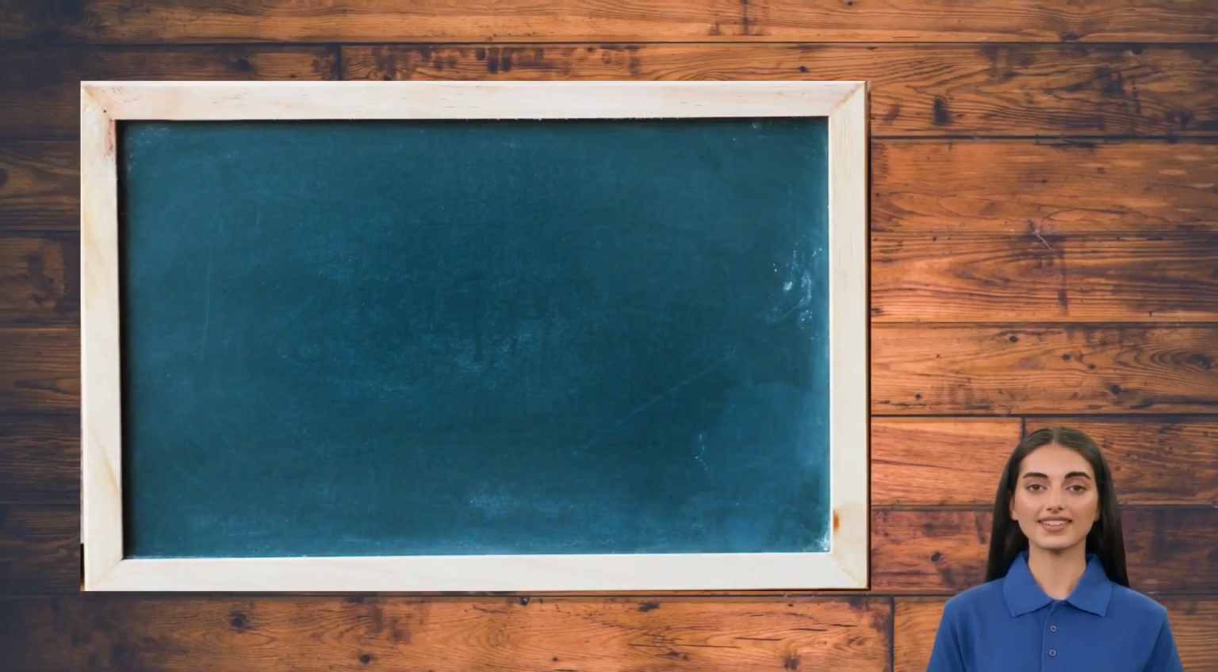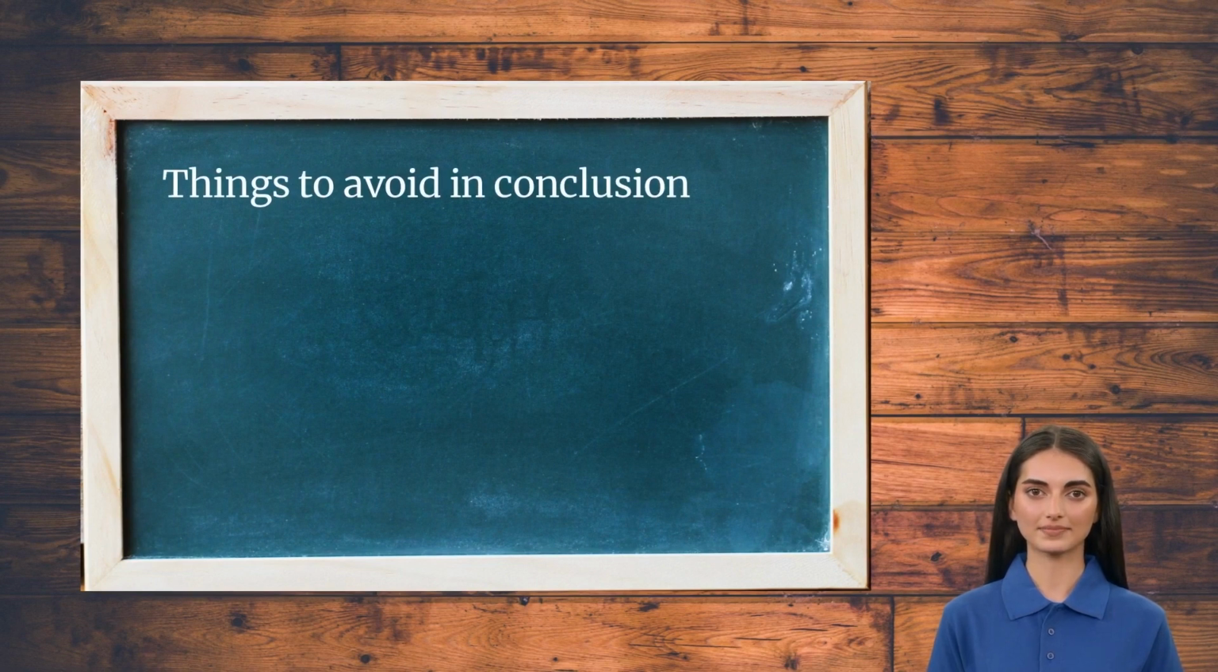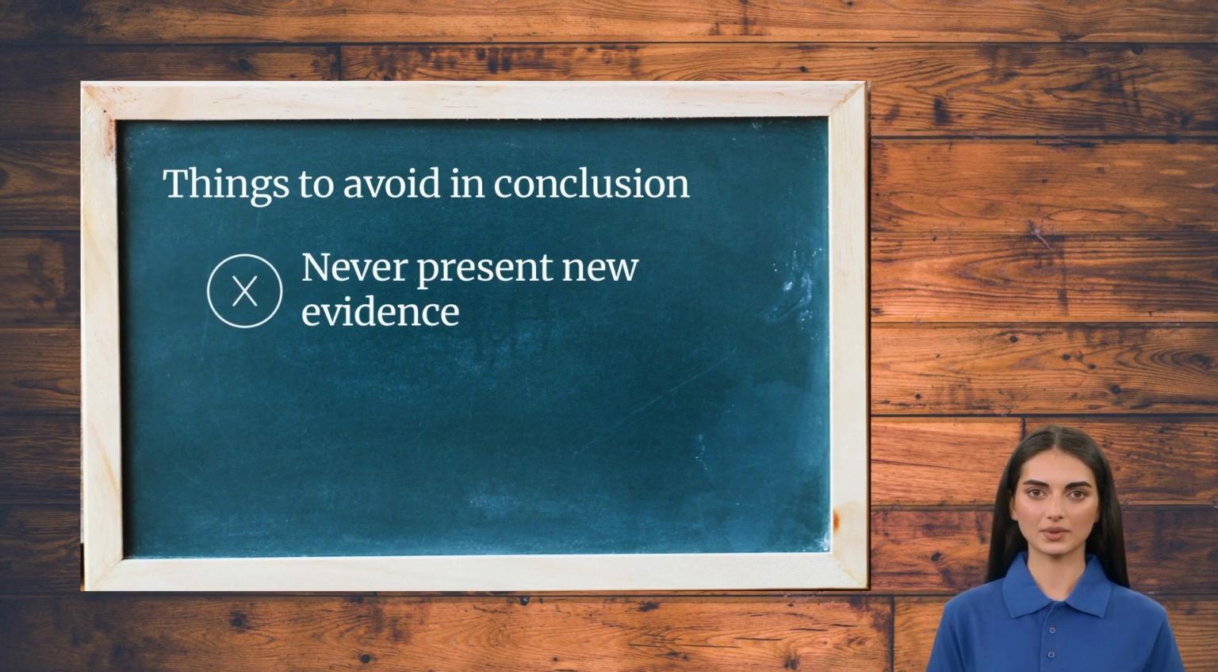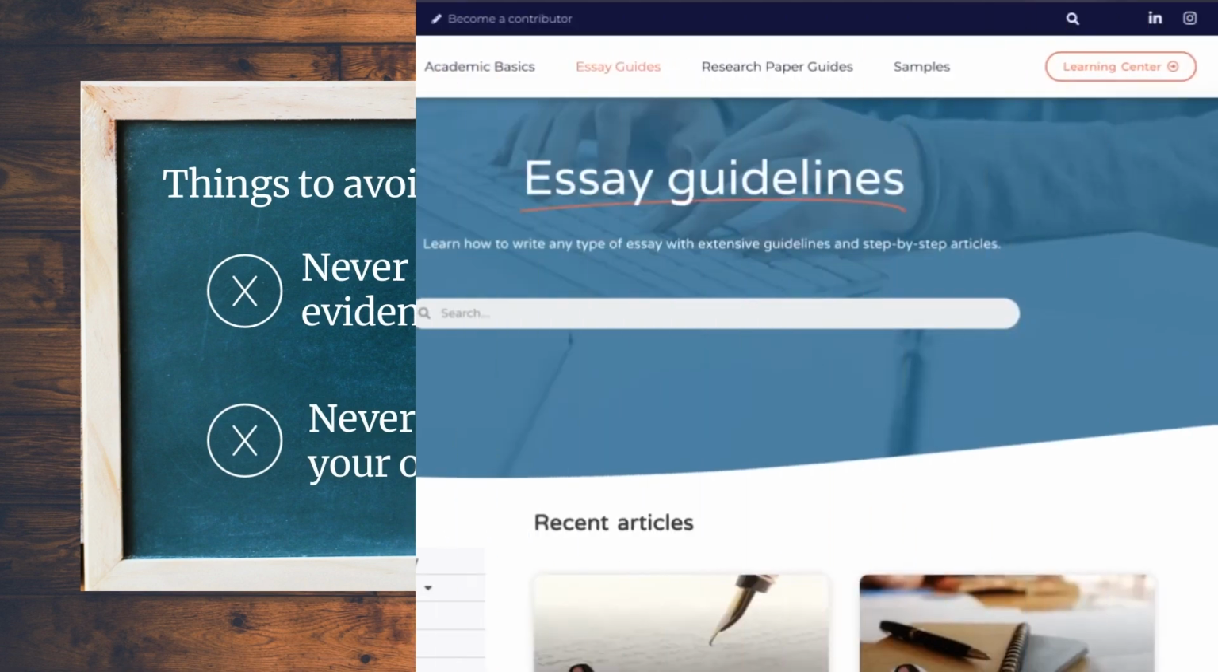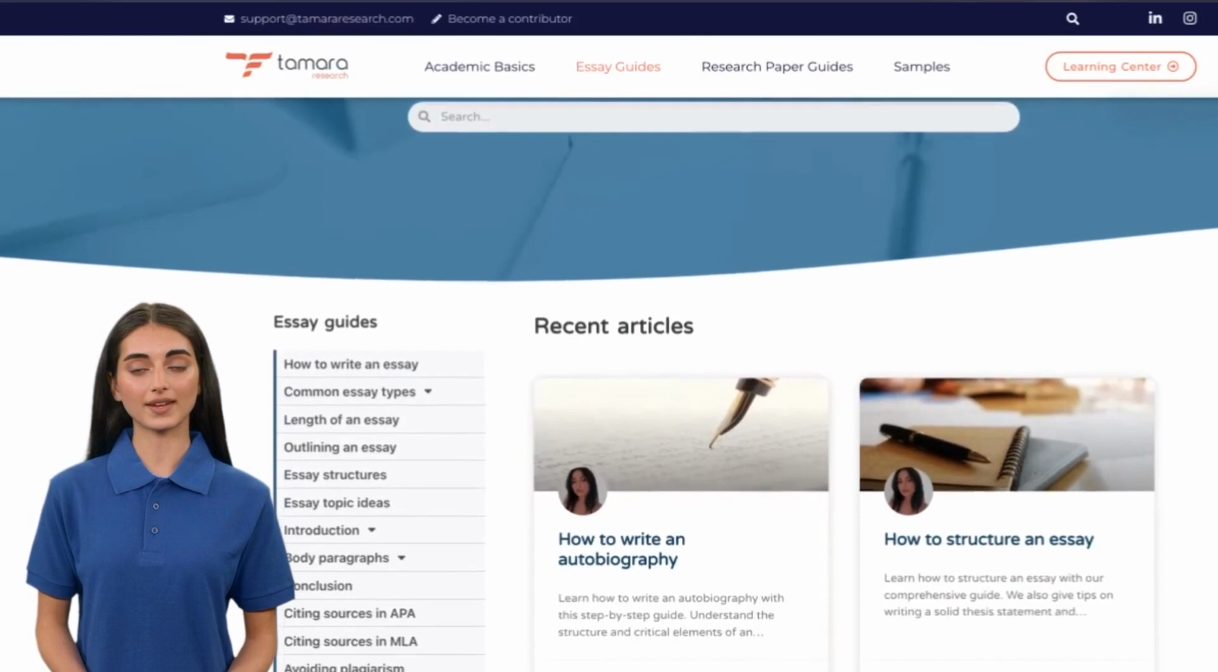Before finishing your essay, you need to avoid some common mistakes made in the conclusion. First and foremost, which is a really common mistake, don't ever present new information and evidence in your conclusion. After all, this is where you conclude what you've said in your intro and body. And don't undermine your own findings and conclusion. It's always better to finish your essay with confidence. You can now start writing your essay.